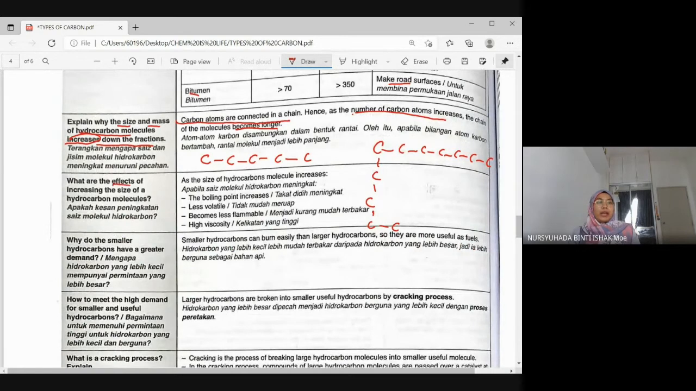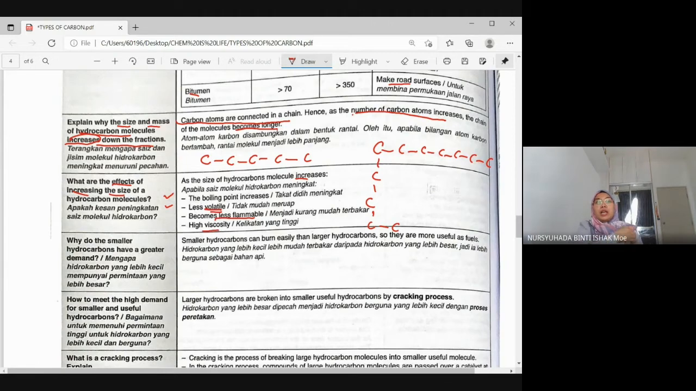So what is the effect when the size increase? Okay, as the size hydrocarbon increase, pertama apa yang effect? Pertama, boiling point dia bertambah. Okay, volatile dia kurang, volatile dia decrease. Makin bawah makin susah nak meruap. Less flammable. Okay, dan high viscosity.